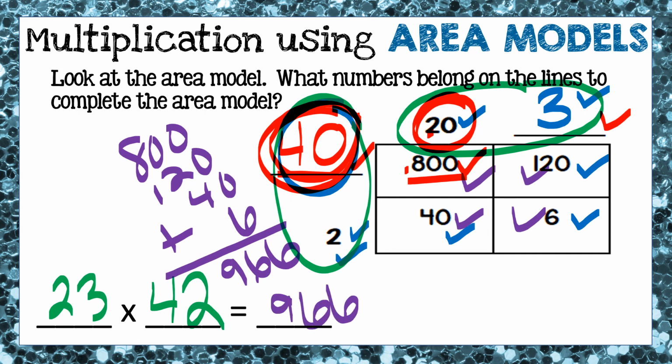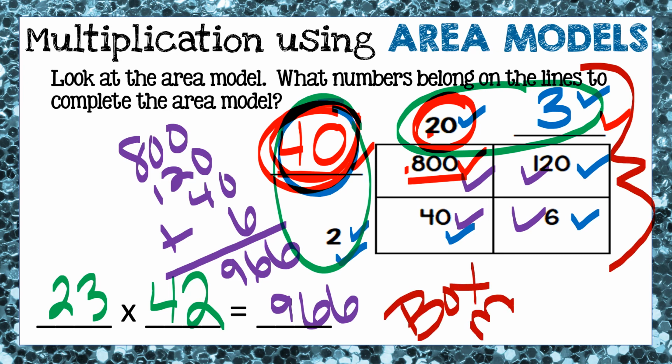Now it's important to remember that this area model also is called the box method. We solved by using the box method strategy. That strategy happens to look like an area model.